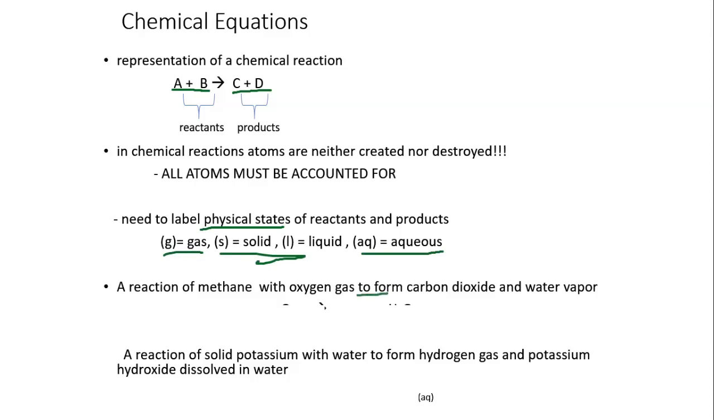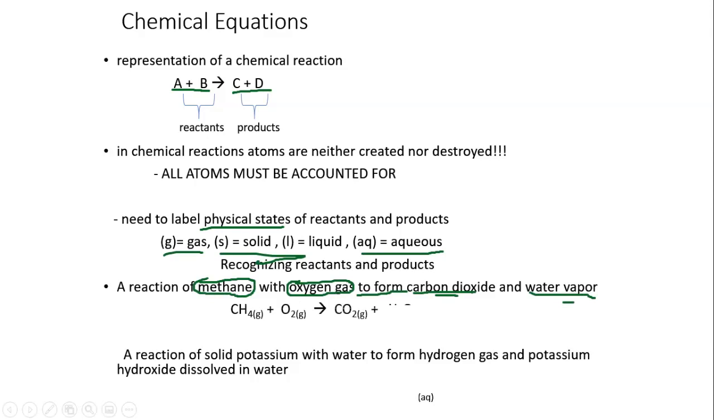So to form means we're going from reactants to products. So we have oxygen gas, we have methane, they react, they form carbon dioxide and water vapor. So if we wanted to write this chemical reaction, it would look like this. Now remember that oxygen gas is diatomic, so make sure you take note of what's called Brinkel-Hoff, which is an acronym for all the diatomic molecules on the periodic table.